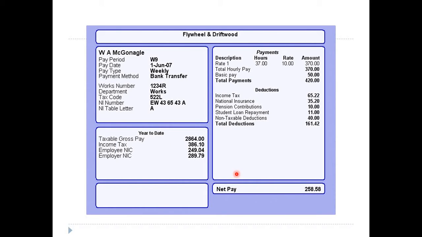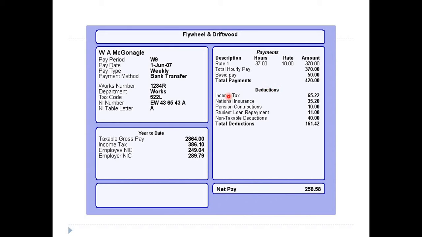Another payslip here. You can see here it's for W.A. McGonigal. And we've got our pay period, so we're in week 9 of the year. We can assume it's the 1st of July 2007. They're getting paid weekly. So this person, you can see that they've brought home £258 at the end. They made a total payment of £420.